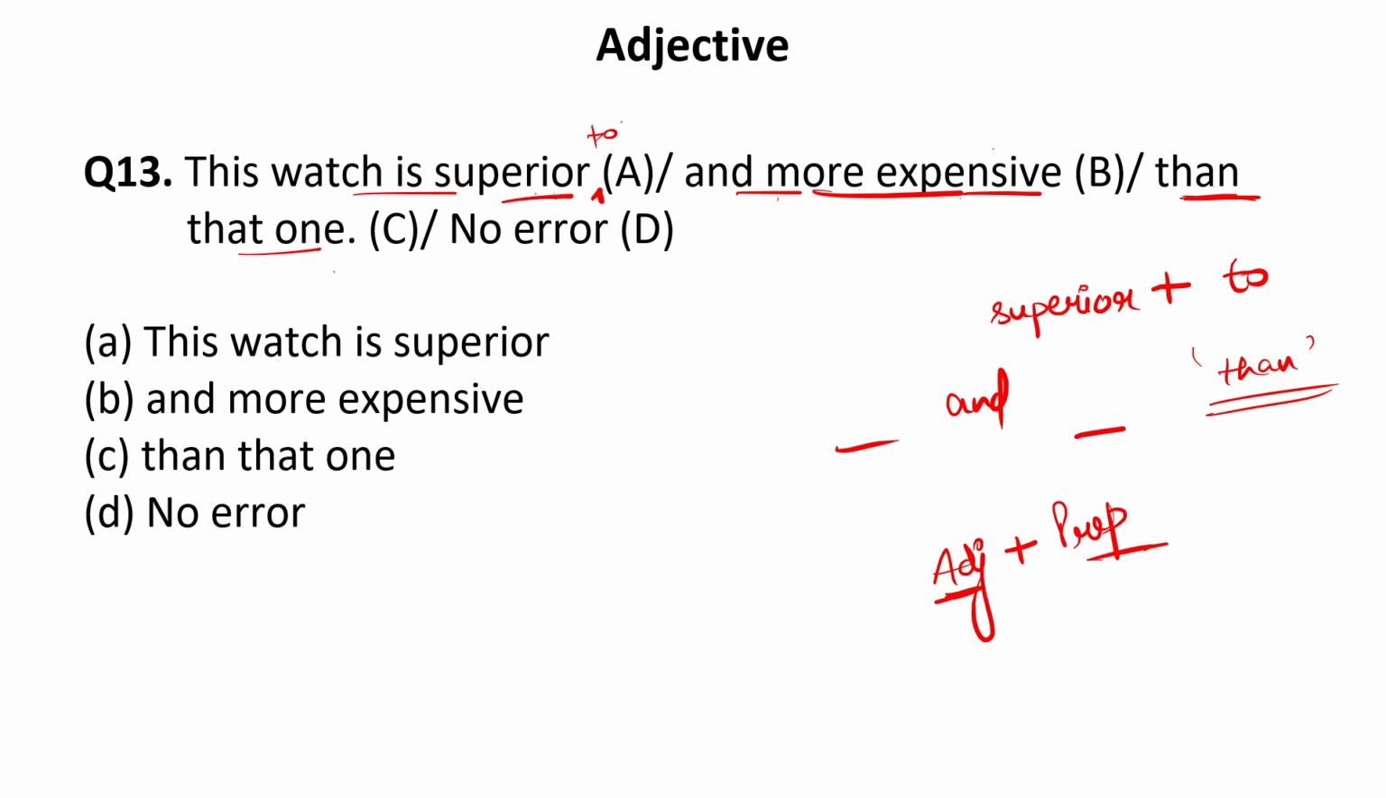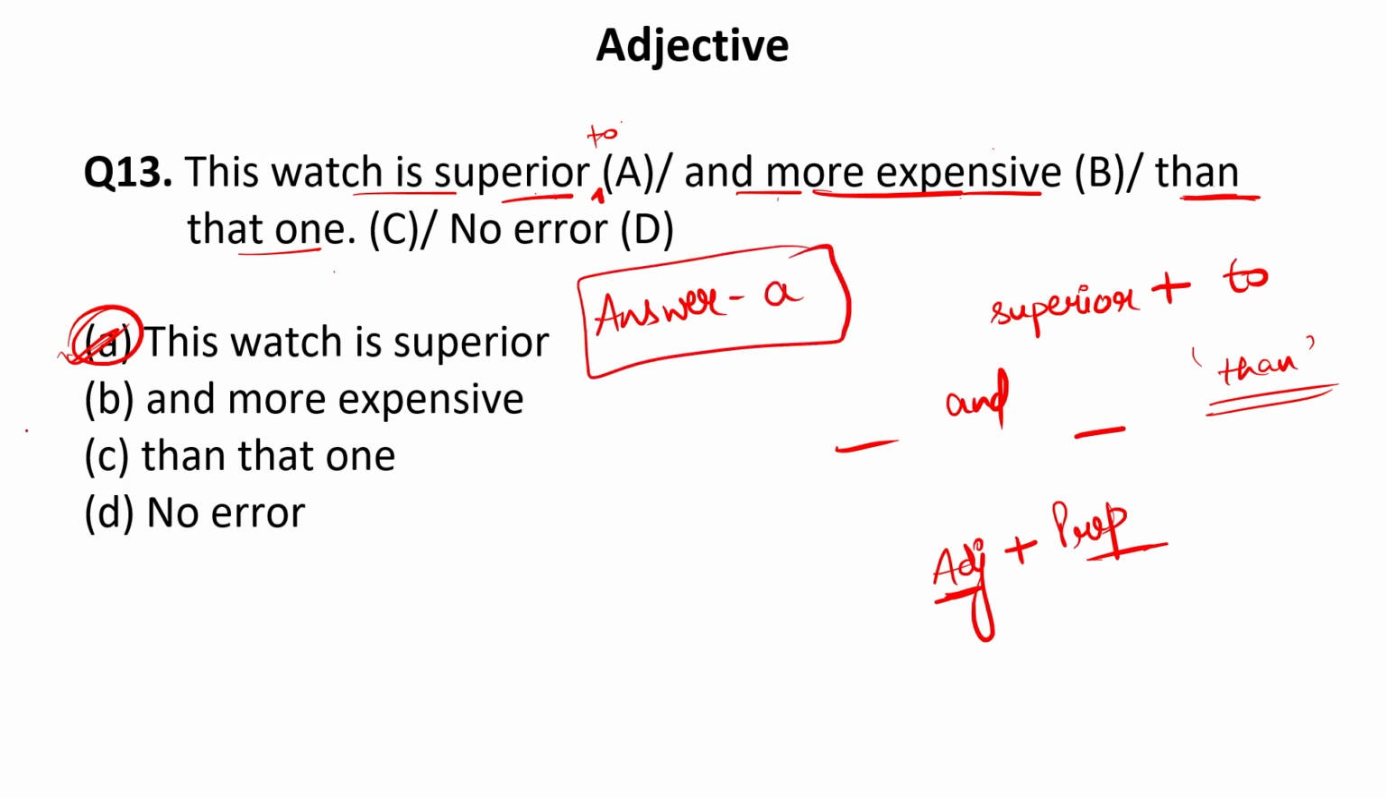This happens when two sentences are joined together with the coordinating conjunction and. And these are two separate sentences. This is like, this watch is superior to that one, or this watch is more expensive than that one. Now these two sentences have been merged. So whenever we merge such sentences together, we need to write prepositions according to the adjectives which are required. So the correct sentence will be, this watch is superior to and more expensive than that one. This will be the correct structure. So the error is in part A, because we need to add to after the word superior. So our answer is A.